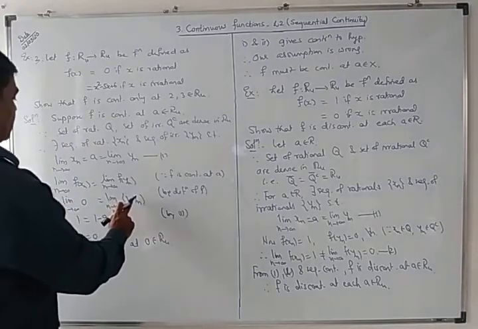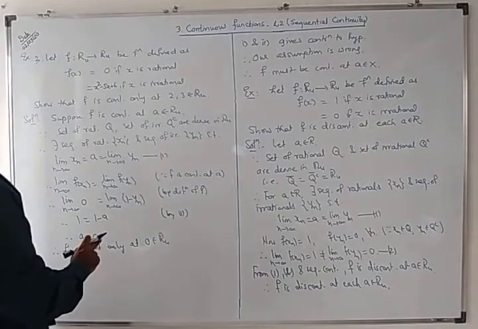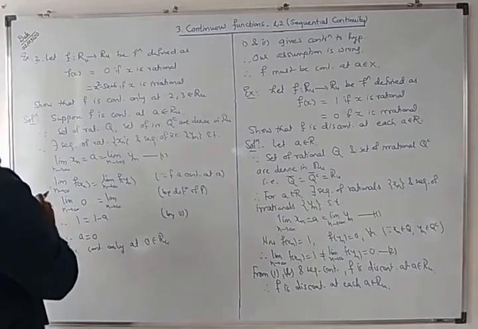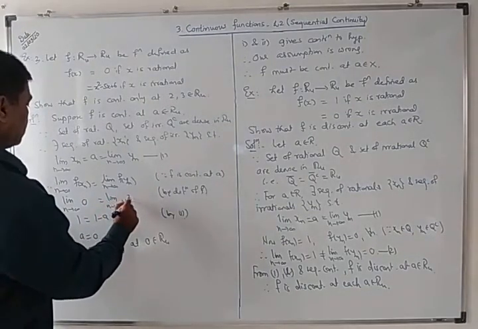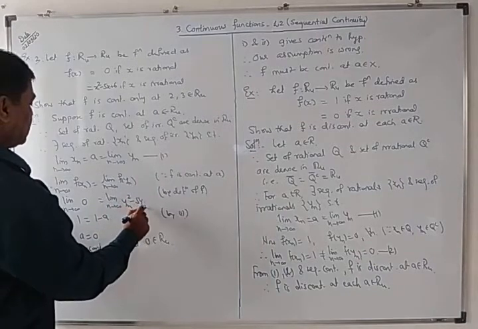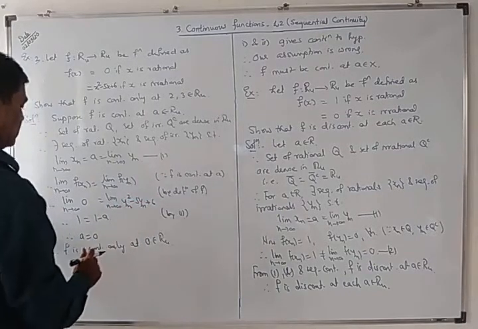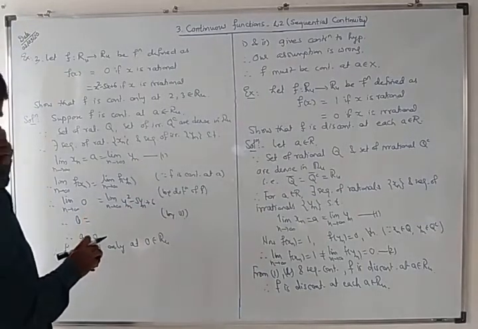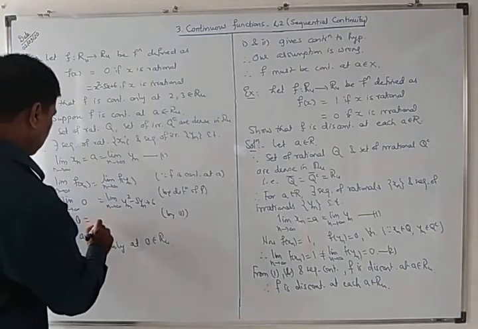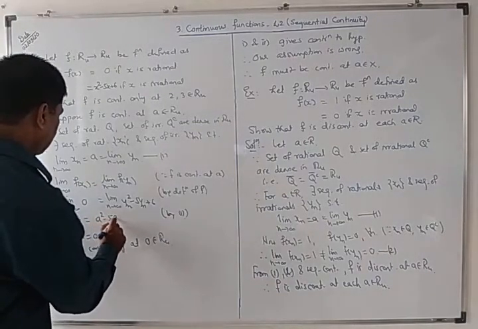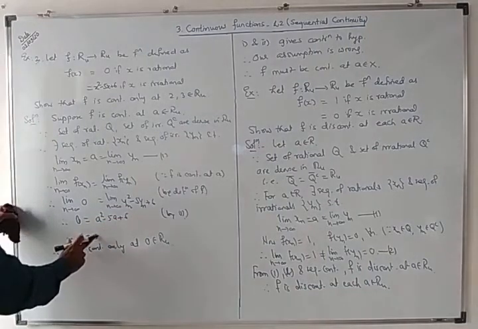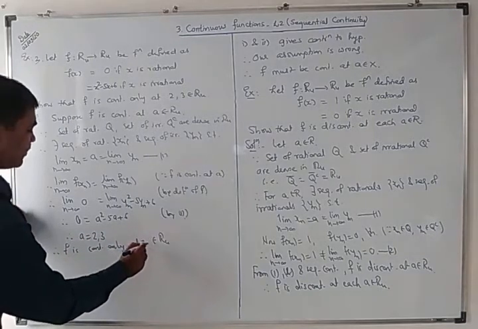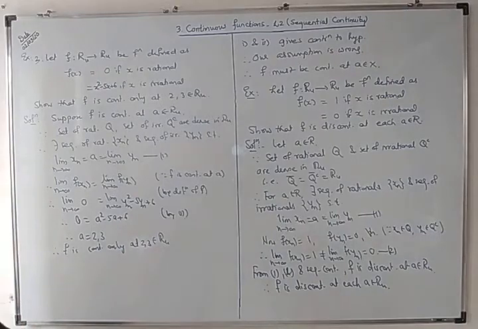here I'll get f of yn. If yn's are irrational numbers, then what we'll get here? yn square minus 5 times yn plus 6, right? So 0 is equal to this. Since the yn sequence converges to a, we'll get a square minus 5a plus 6, and after solving we'll get a equal to 2 or 3. Okay, so that function is continuous only at 2 and 3 belonging to R.